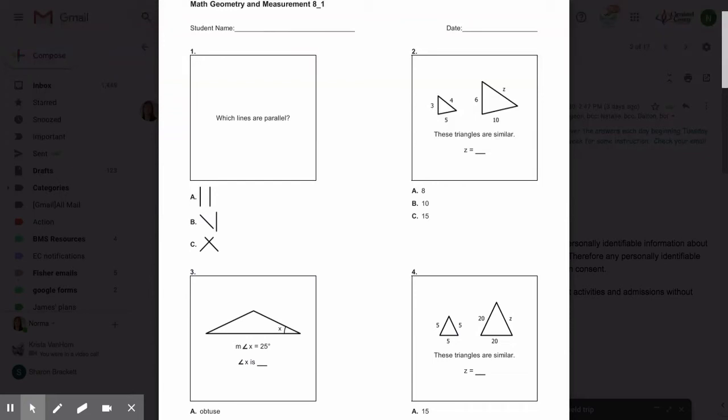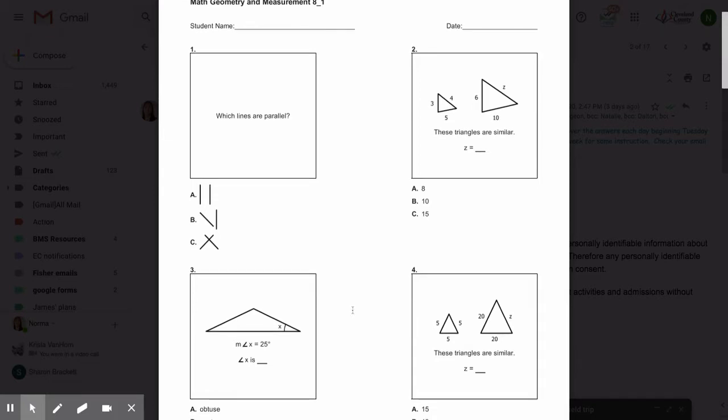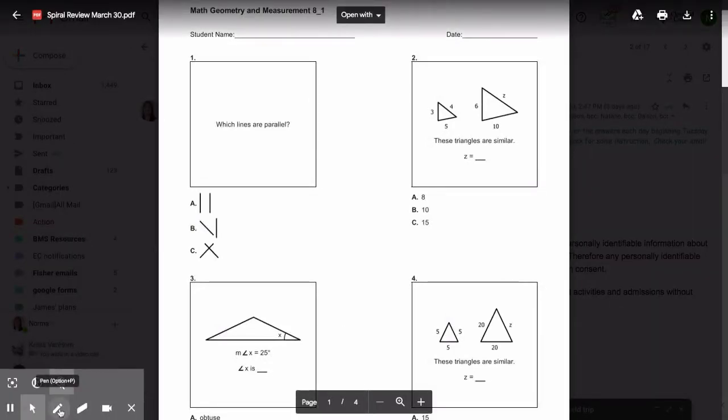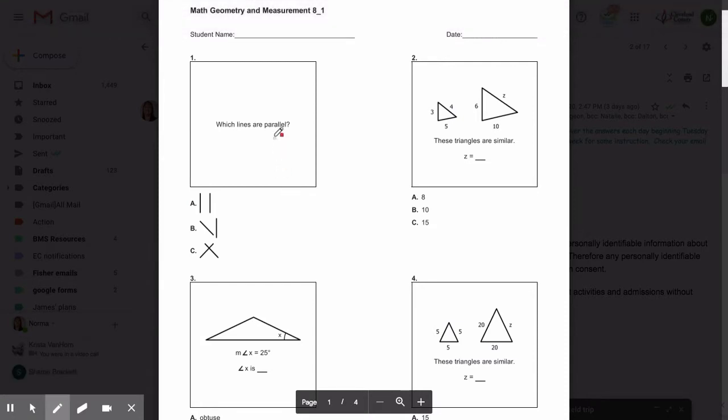Hey guys, I told you we would go over your spiral review that I sent you. So I'm going to go over 1 through 4 on this video, and I'll create another video for 5 through 8 and so on. So looking at number 1, which lines are parallel?